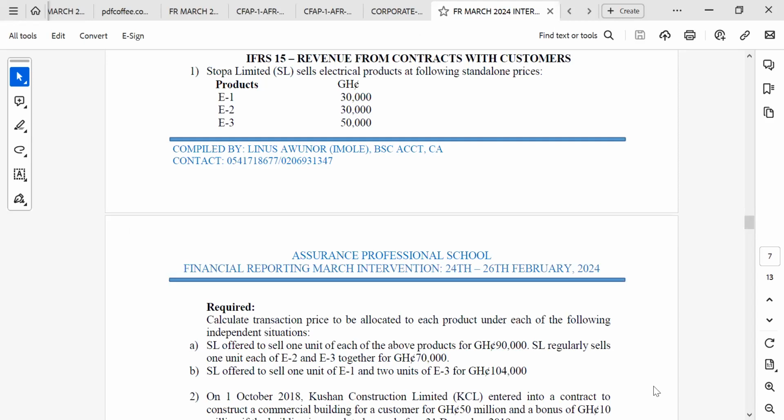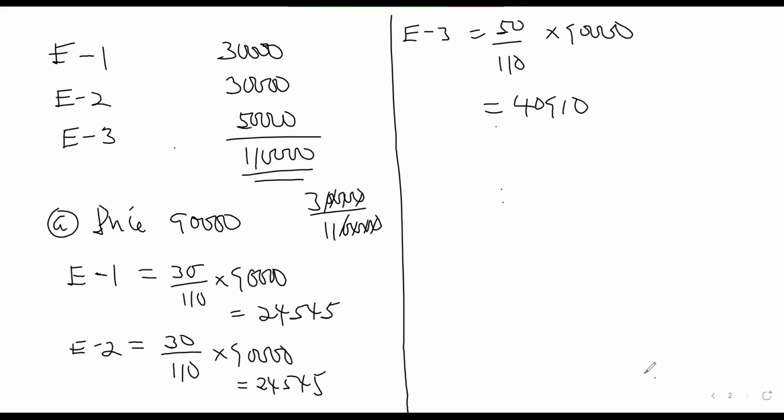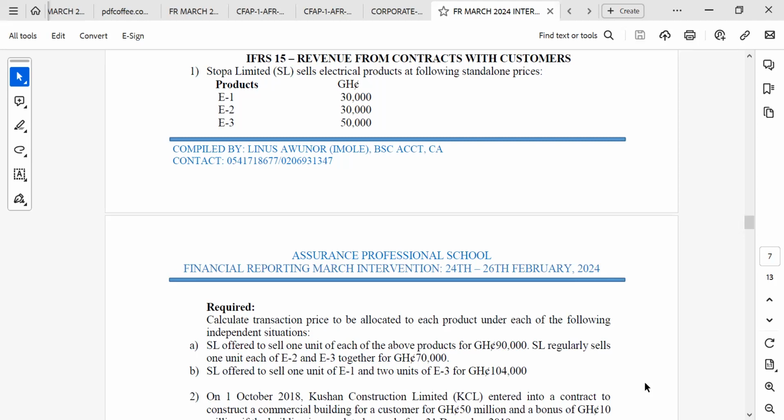70,000. So they say that the person regularly sells this one for 70,000. It means that E1, from what we are saying, will be sold for 20,000. Do we agree? On the second part there, XR regularly sells one unit each of E2 and E3 together for 70,000. So it means that E1 will be sold for 20,000. Do you agree with that? Yeah. We are still using the 90,000.